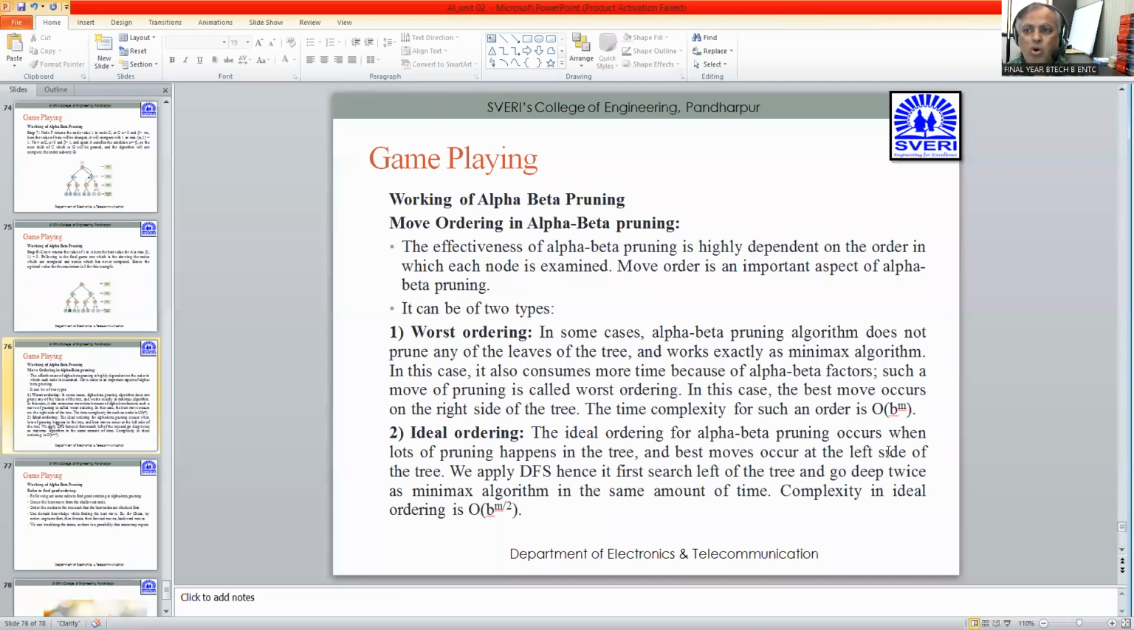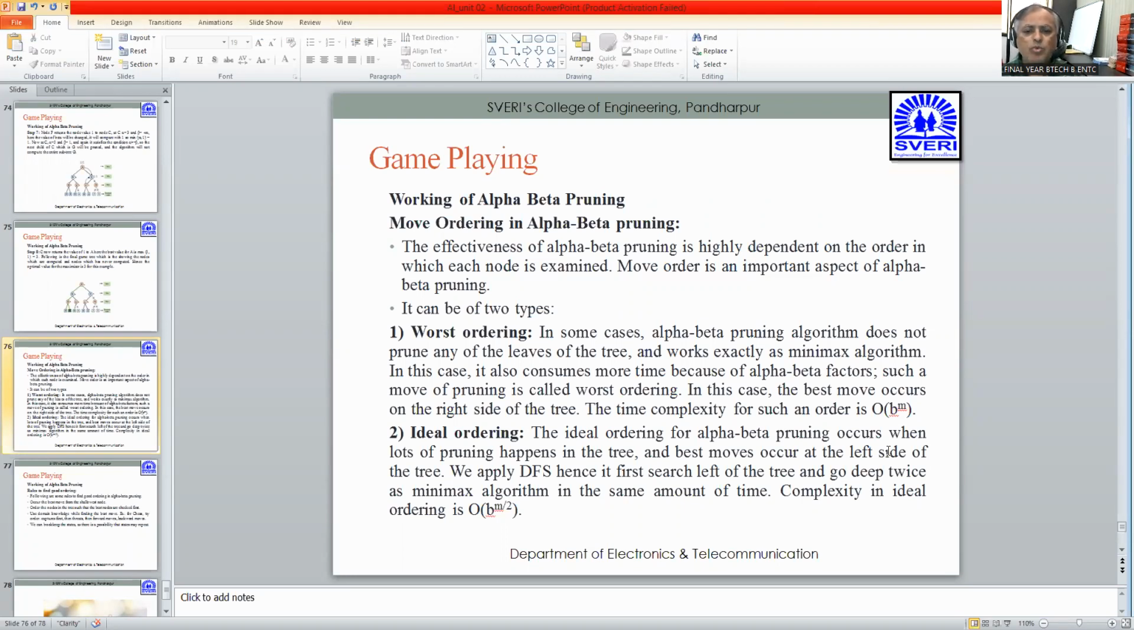So now there are two orderings, because the ordering of the nodes is very, very important. Otherwise, your algorithm will not work properly. There are two types of ordering: one is the worst ordering and the second one is the ideal ordering. Worst ordering: in some cases, the alpha beta pruning algorithm does not prune any leaves of the tree and works exactly as the minimax algorithm. In this case it also consumes more time, because alpha beta pruning has no effect. This is called worst ordering.